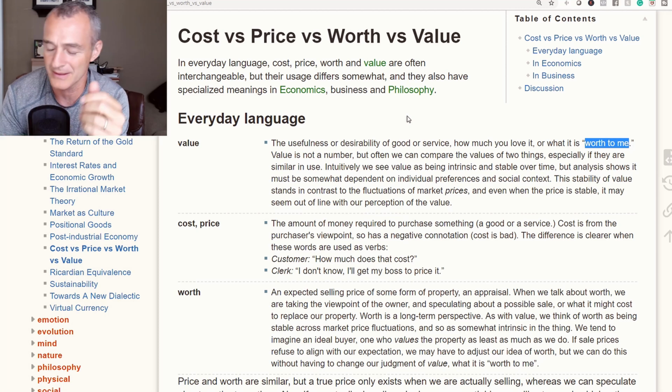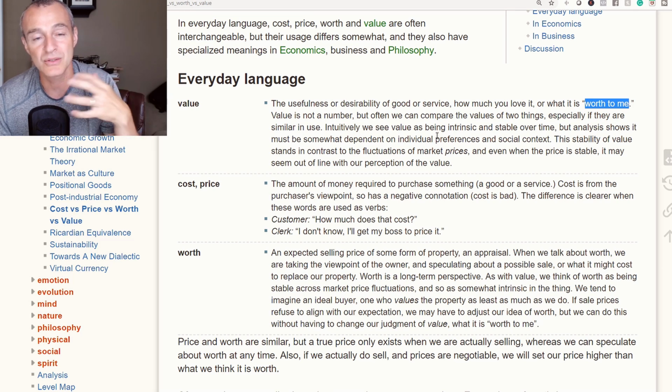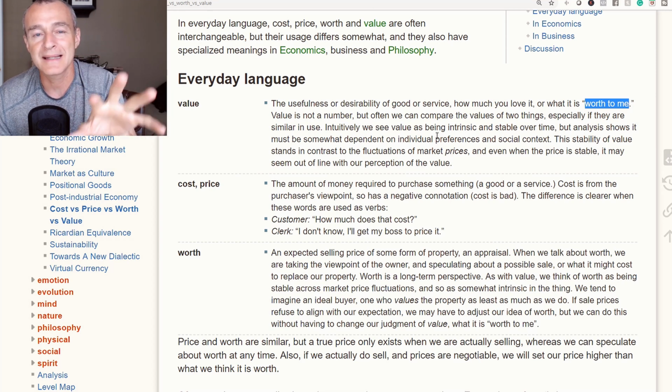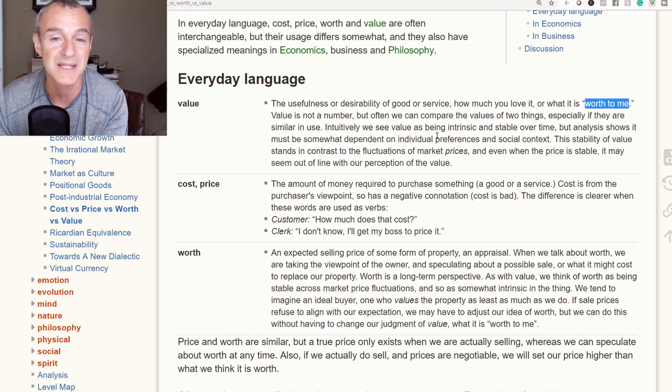So let's look at this website. This is about the best that I've found so far. When we're talking about value, it is the usefulness or desirability of a good or a service, how much you love it, what is it worth to me, to you, to the consumer, right? So value is essentially placed and determined by the person buying or exchanging goods and services.